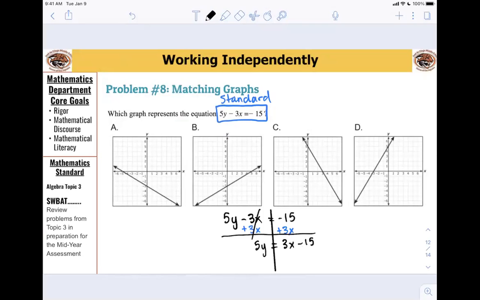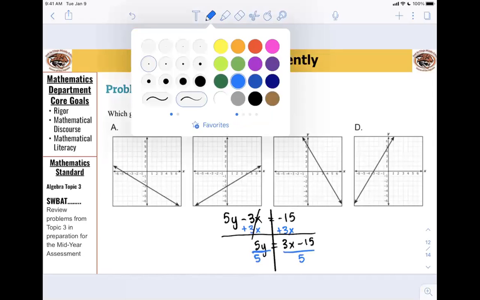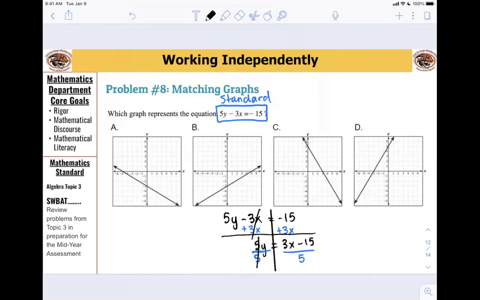But now when you divide, you do have to divide over the whole thing. We divide each of those terms individually. So 3 over 5, 3 divided by 5. It has to stay like that because there's no way to divide, so we keep it as a fraction. What about the -15 though? -3. So my final equation is y equals 3/5 x minus 3.